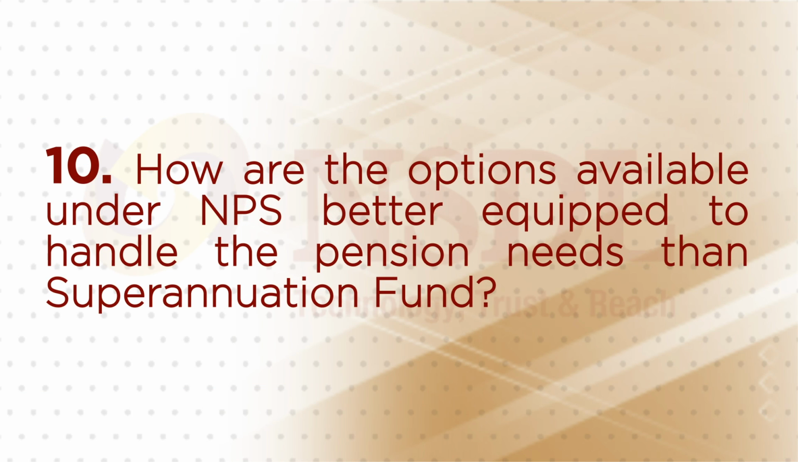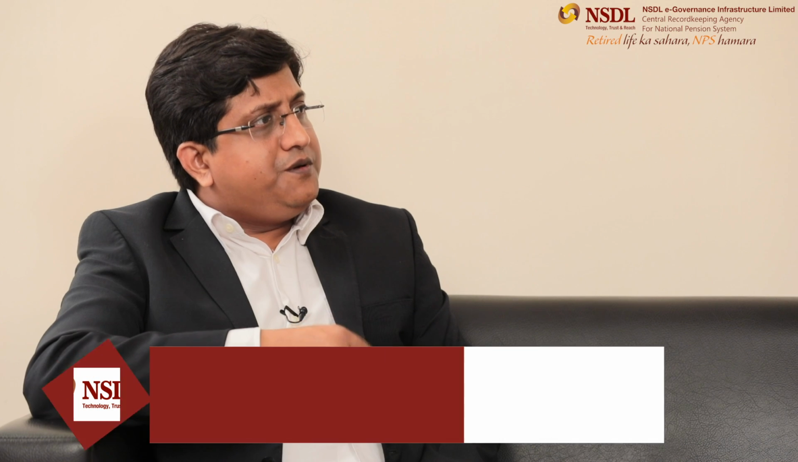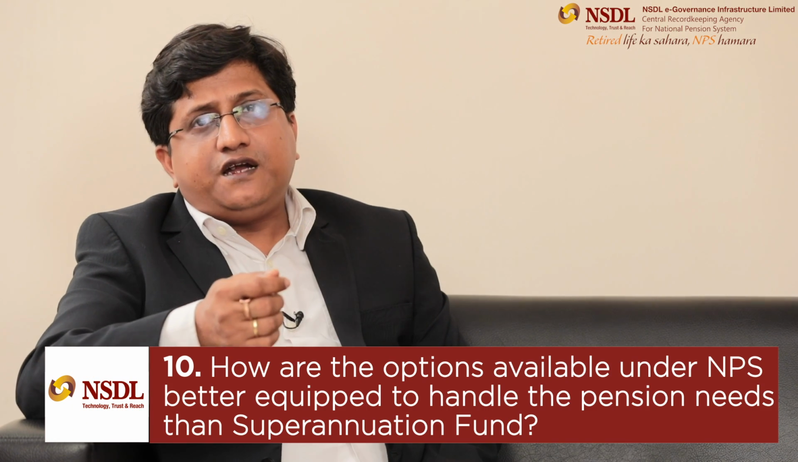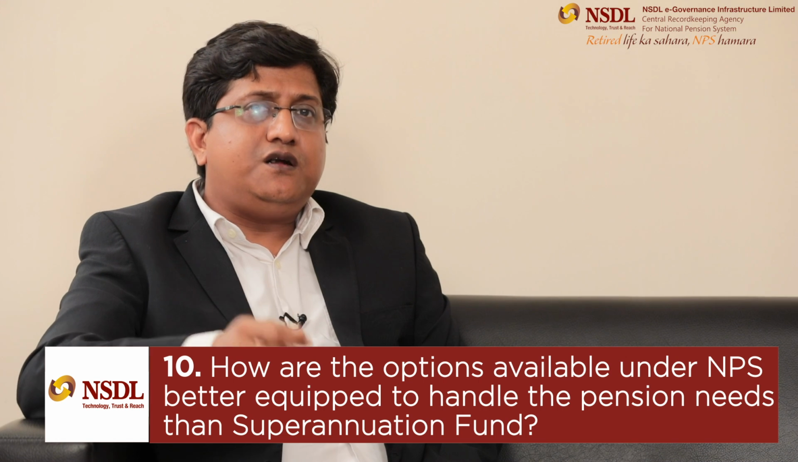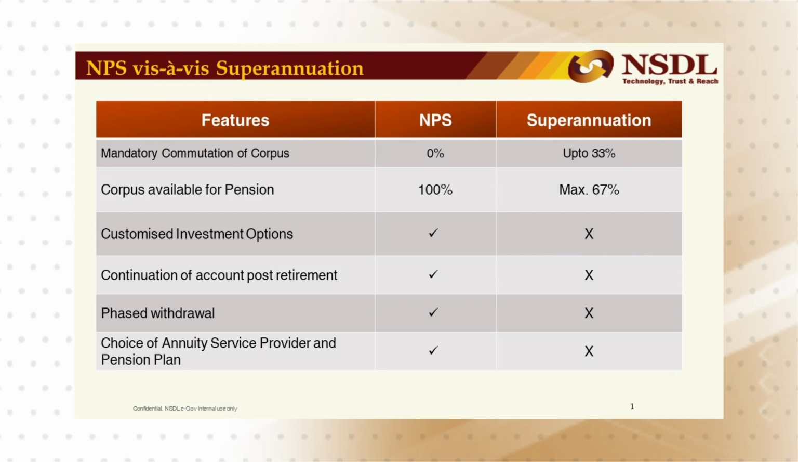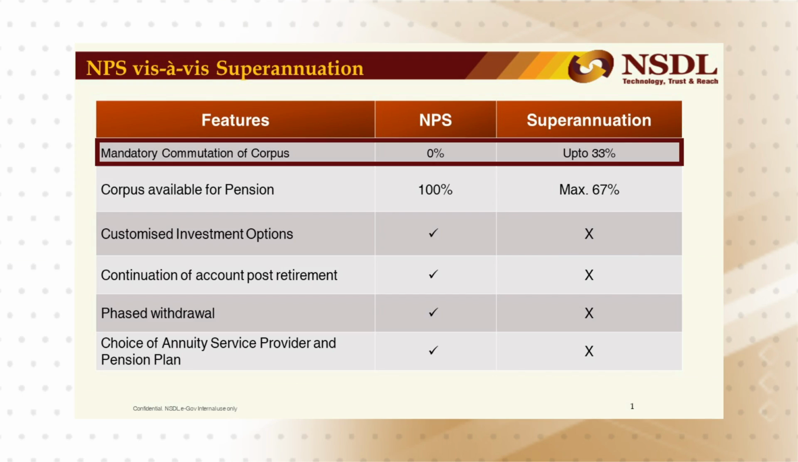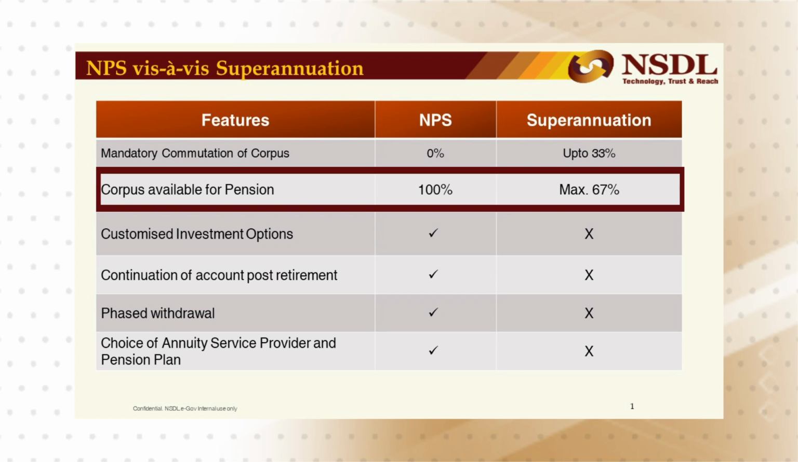Okay, now we have the final question in the session. Subscriber has written, how are the options available under NPS better equipped to handle the pension needs than superannuation fund? Rashmi, before we answer this question, we need to understand the provisions under superannuation fund and under NPS. Under superannuation fund, 33% of the corpus has to be mandatorily commuted, whereas under NPS the subscriber can actually invest his 100% towards buying annuity, which would ultimately result in giving him higher pension.